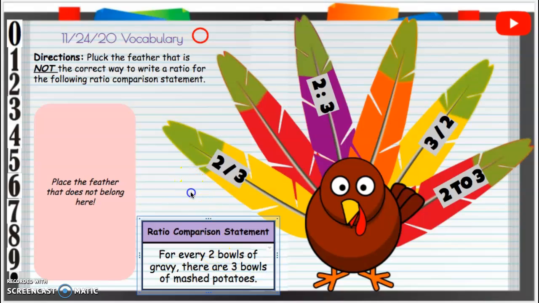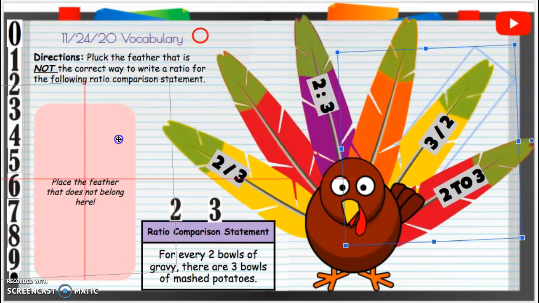So what's the first number here? What are we comparing? We're comparing bowls of gravy and bowls of mashed potatoes. First thing, for every two bowls of gravy, so we have two, there are three bowls of mashed potatoes. So it's going to be 2 to 3. So which feather is not 2 to 3? Whoa, this yellow one over here, the second yellow one.